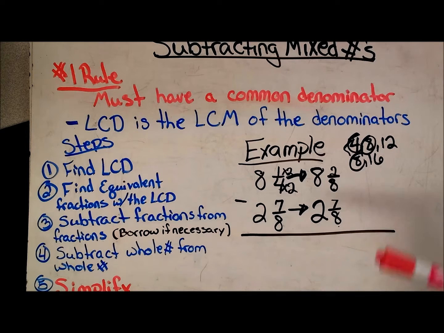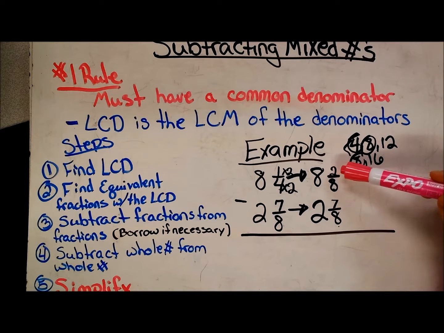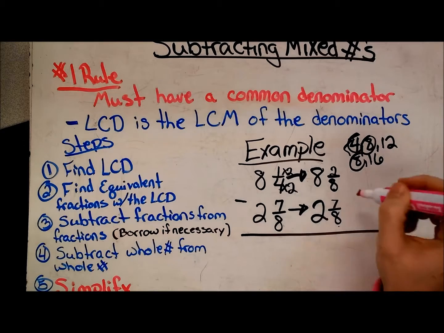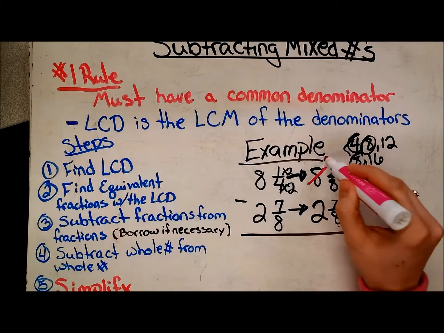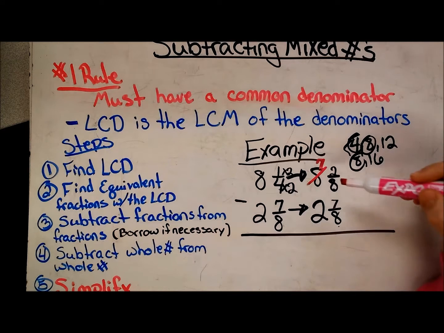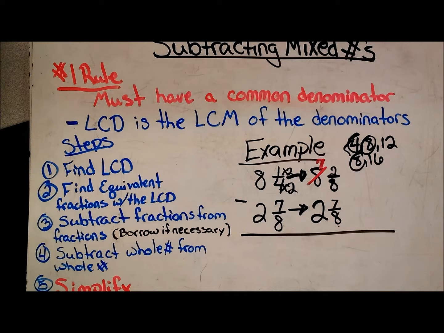This is the new part. You cannot take a 7 out of a 2. If you have 2 of something, you cannot give somebody 7. So you are going to have to borrow. You're going to go to your whole number and borrow a whole, making it a 7. Now with regular subtraction, you would add just a little 1 there and make it a 12.